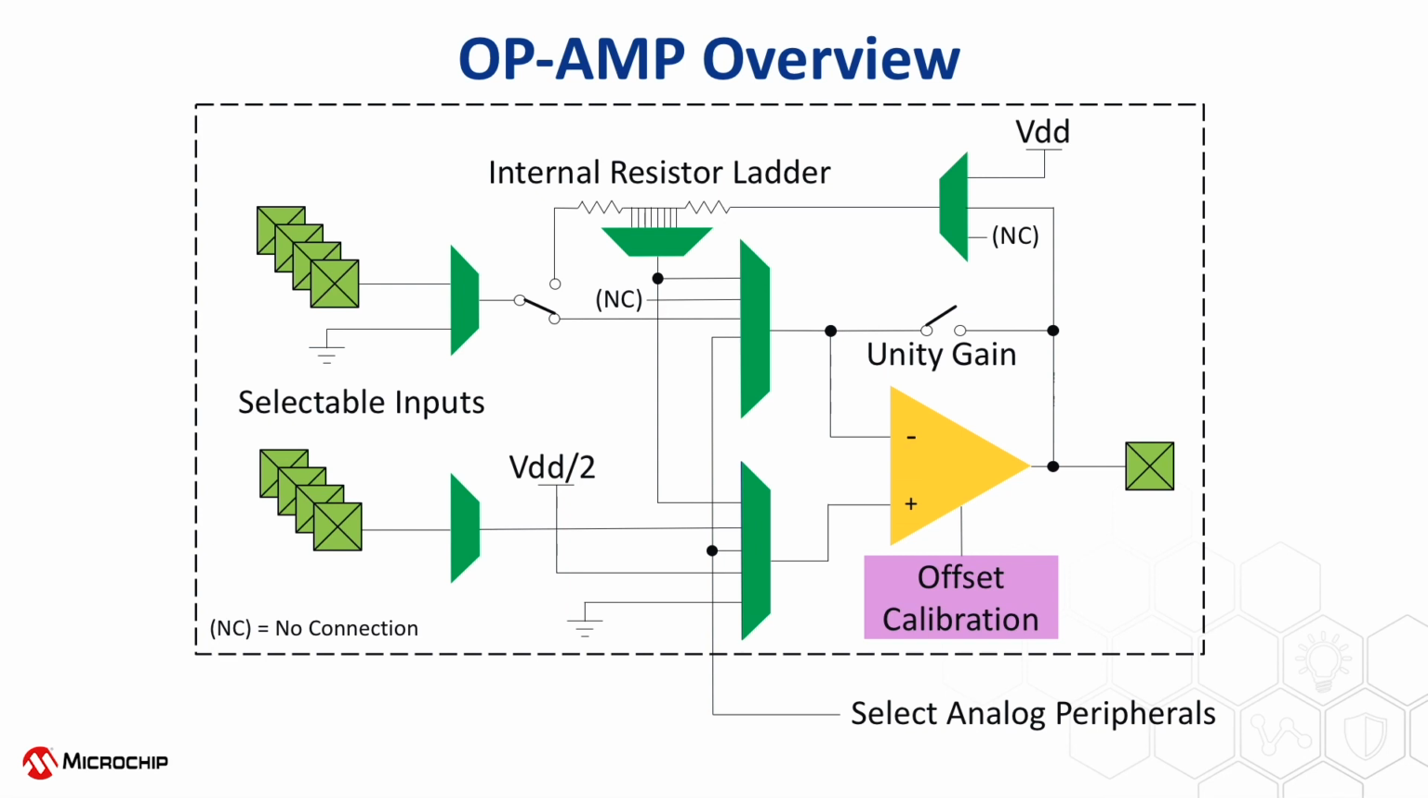AVR DB has up to 3 op-amps which can be interconnected together. This grouping of op-amps is also referred to as an analog signal conditioning peripheral. The PIC 18Q41 has a single op-amp on board as a part of the operational amplifier module, or OPA.